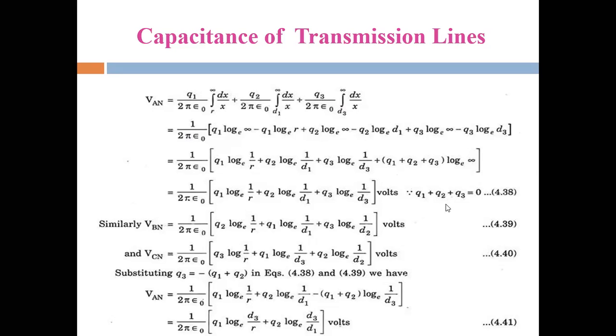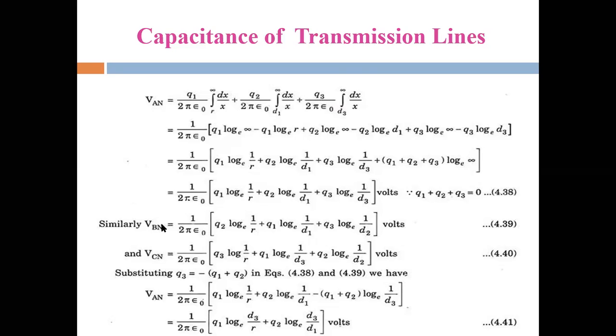Okay, then substitute these values equal to 0 in this equation, then we obtain 1 by 2 pi epsilon naught q1 log e 1 by r plus q2 log e 1 by d1 plus q3 log e 1 by d3. Okay, that is the VAN.